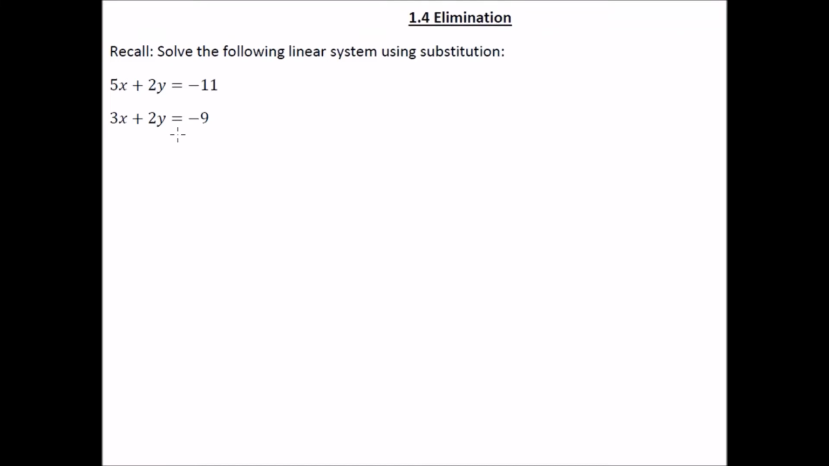We're going to take a look at elimination. But first, we're going to recall substitution. So we're going to solve the following linear system using substitution. We have 5x plus 2y equals negative 11 and 3x plus 2y equals negative 9.